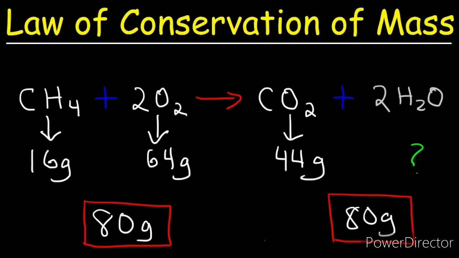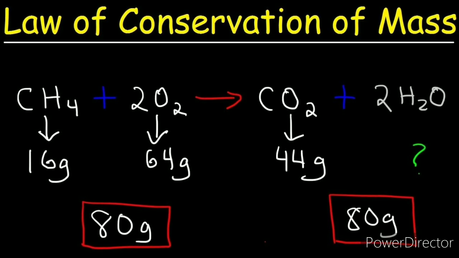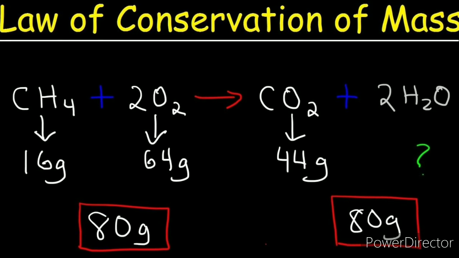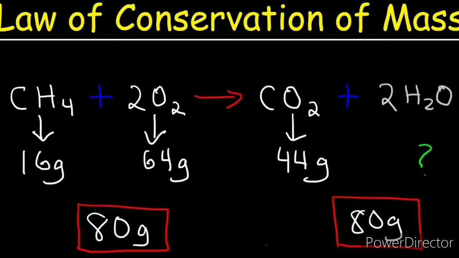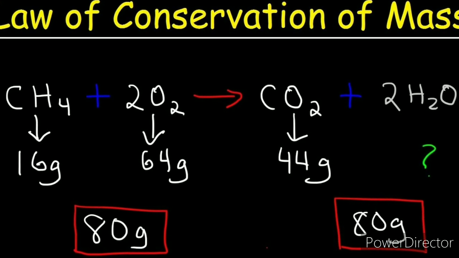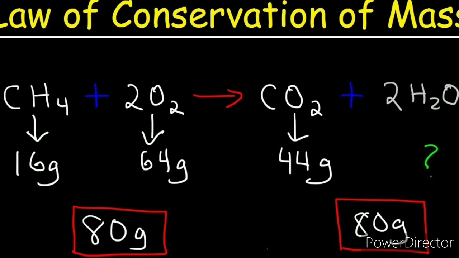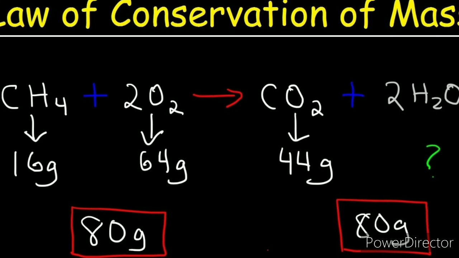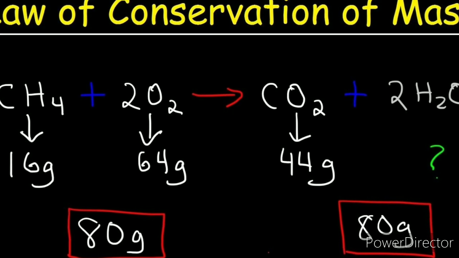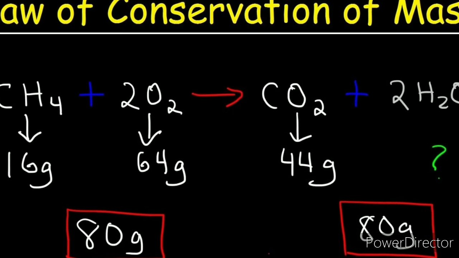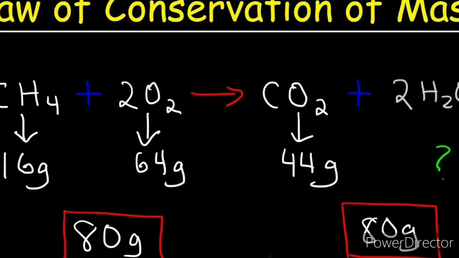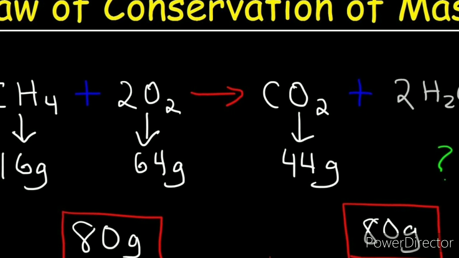So the first law of combination is the law of conservation of mass, which you can clearly see in the given chemical change that methane is undergoing combustion, and after combustion carbon dioxide and water are formed, and we can clearly see that the total mass before the chemical change or chemical reaction is equal to the total mass after the chemical change or chemical reaction.